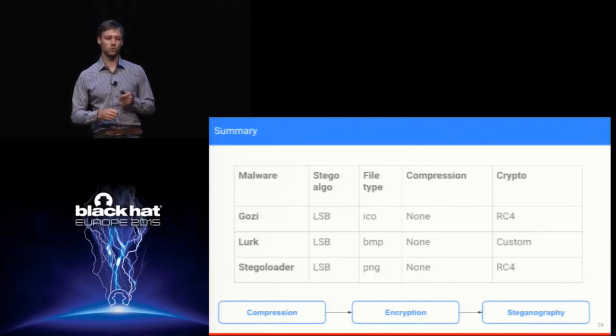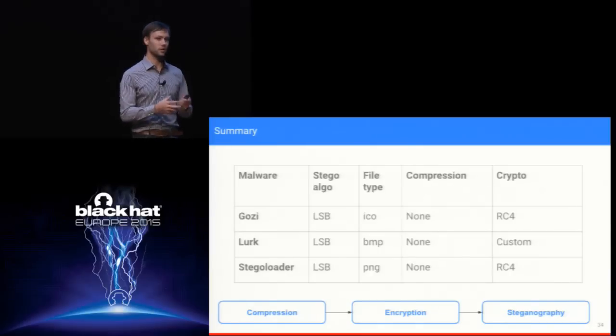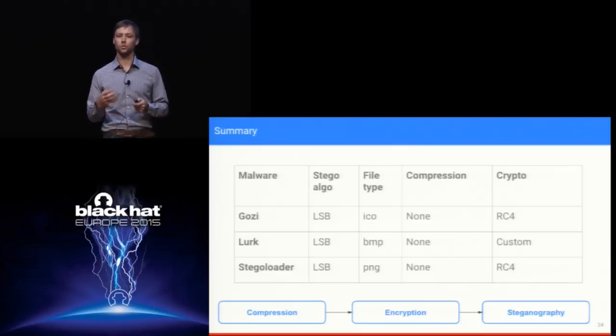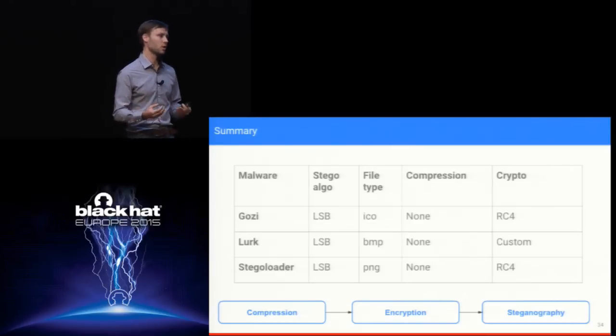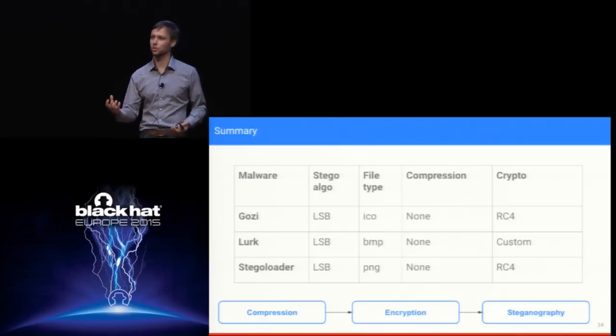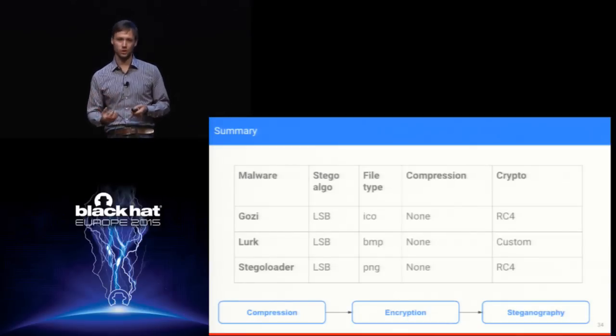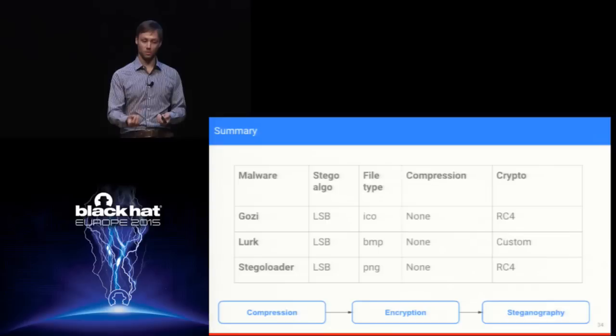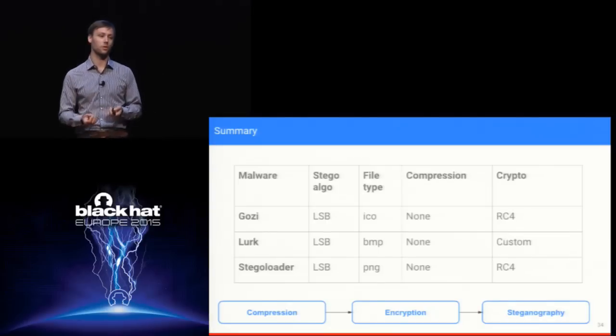What's very important to note is that steganography by itself is not a very good way of exchanging information between an infected host and a command and control server. There needs to be other technology to use, and this is what malware operators are doing right now, and that is compression and encryption.